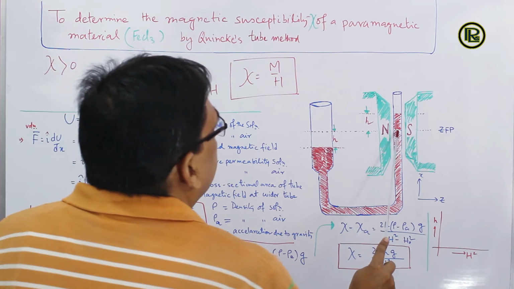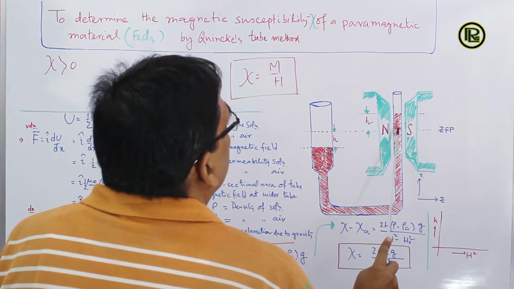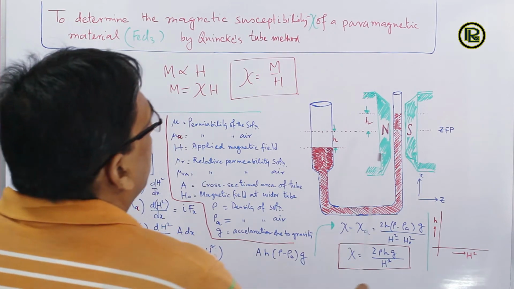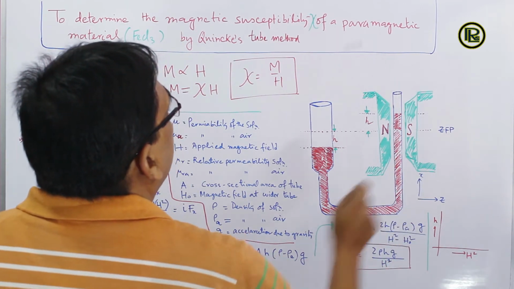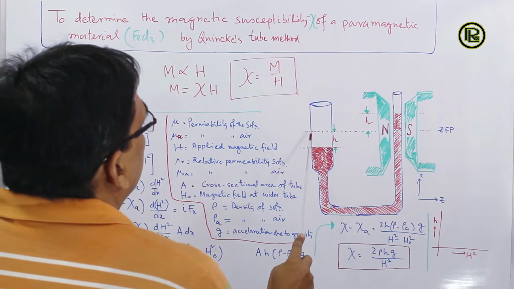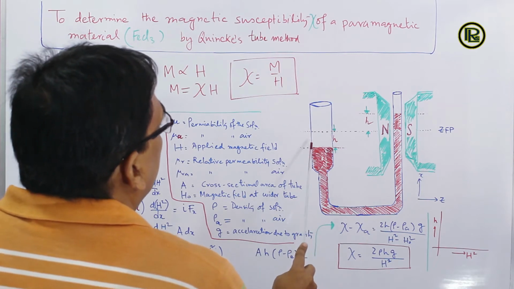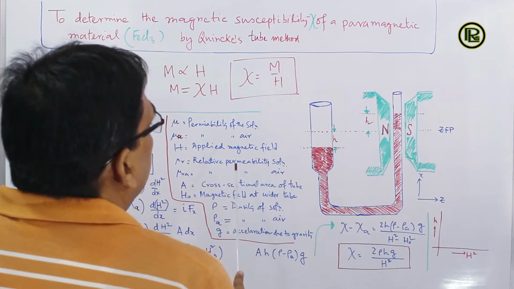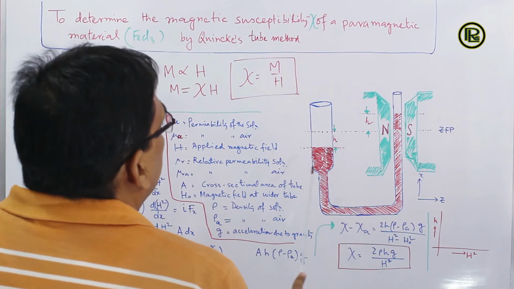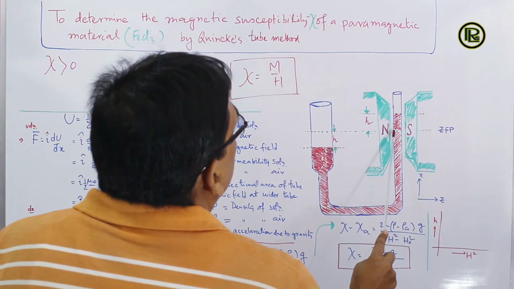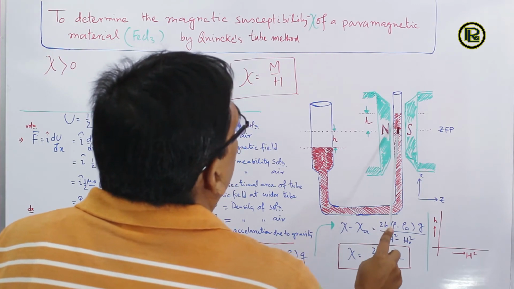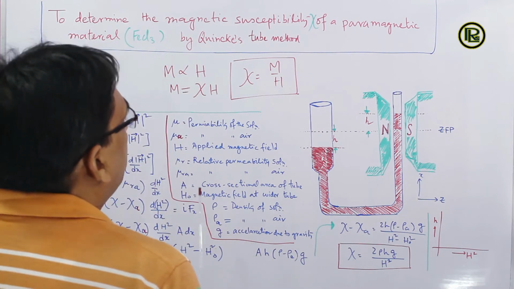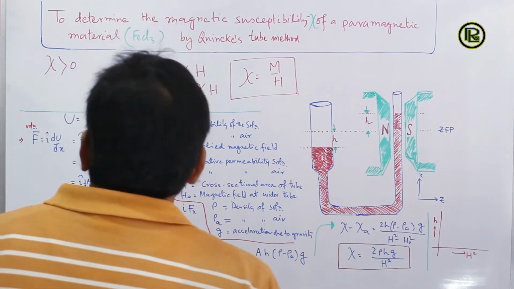If the liquid rises by a height h in the narrower tube within the magnetic field, then in this tube, which is away from this magnetic field, will come down. Therefore, in this tube, air will be replaced by the liquid, and here liquid will be replaced by the air.